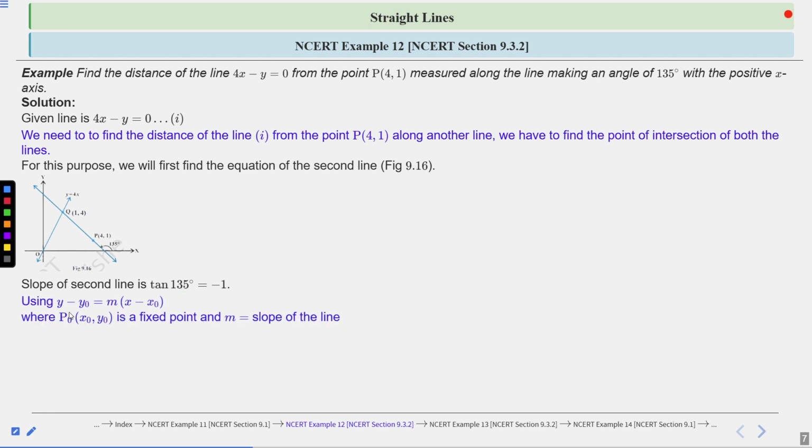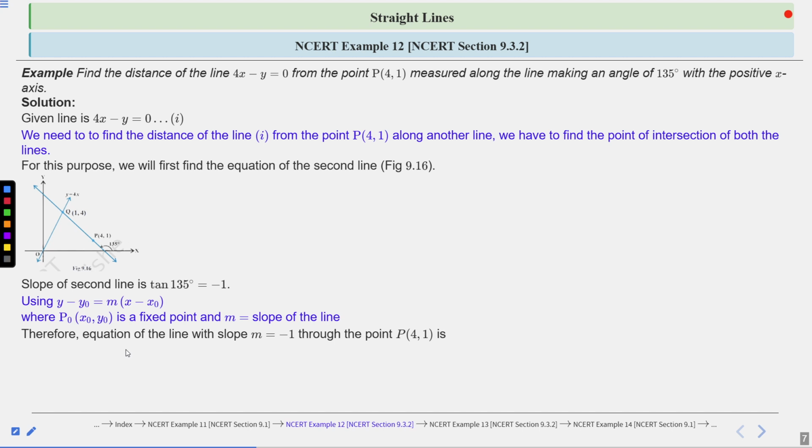And now using this formula, y minus y naught equal to m times x minus x naught, where P naught, x naught, y naught is a fixed point and m is the slope of the line. This is basically the point slope form of a line. So now we are going to use this point slope form of a line.